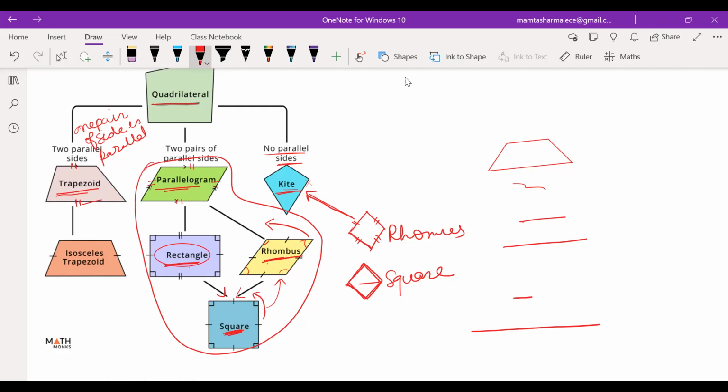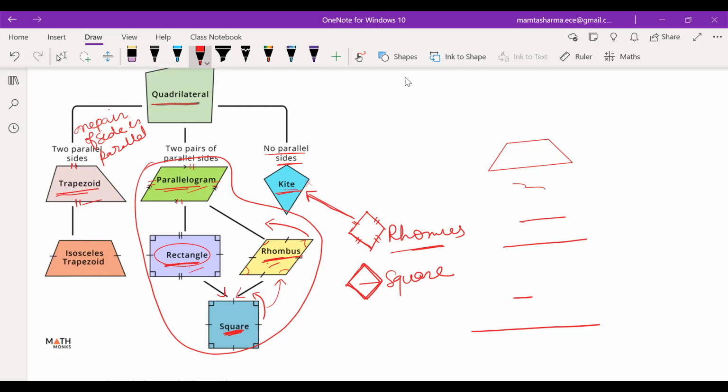Now your doubt was whether kite is a trapezium or not. We have seen that rhombus is a trapezium. All parallelograms, whether parallelogram, rectangle or rhombus, are trapezium. How? Because here two sides are parallel, and for a trapezium we need only one pair. If they have two pairs, one pair is already there. It means all parallelograms are a trapezium.